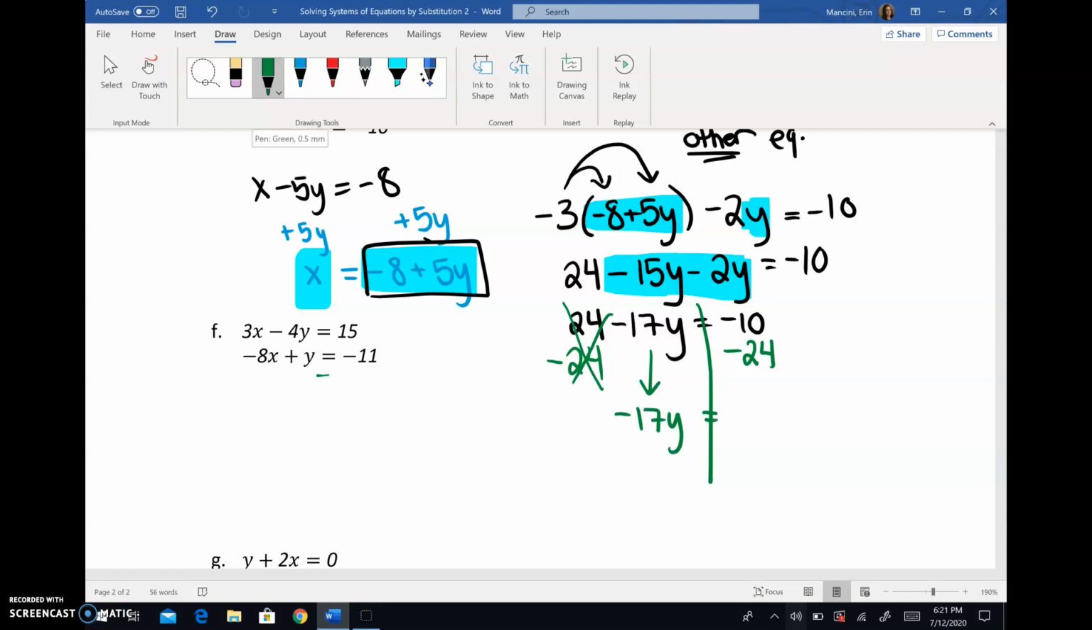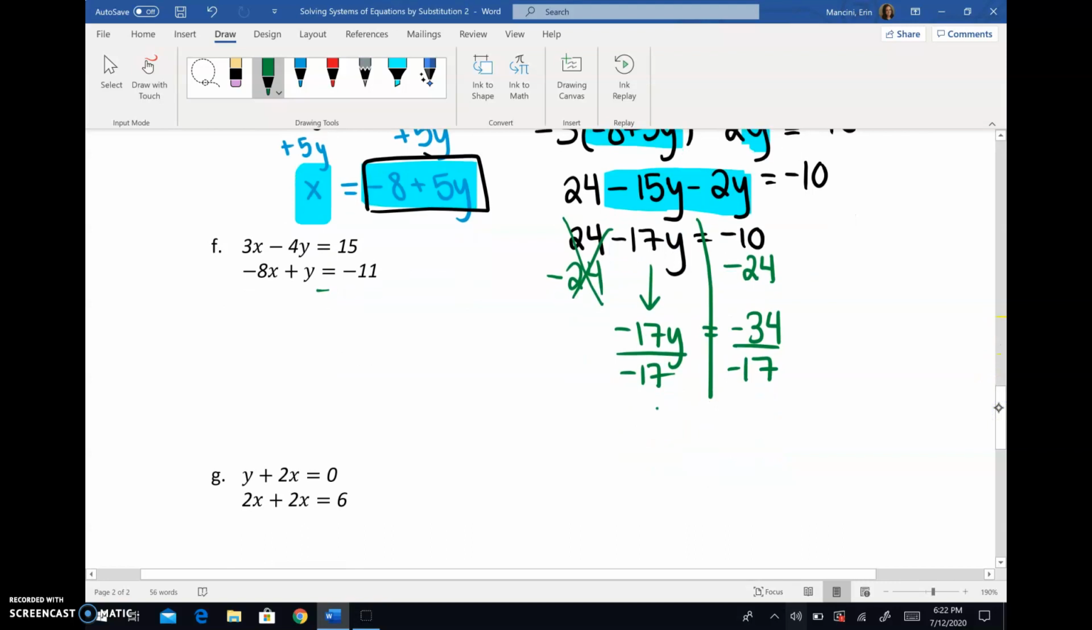-10 minus 24. It's like you're $10 in debt and you lose 24 more dollars. Now you're more in debt, so you're -$34 in debt. Then it's -17 times y. How do you want to do multiplication? This is all a review, so I'm going quickly. Let me know if you have questions. But you want to do multiplication with division. So you get y equals, well, negative divided by negative is positive. 34 divided by 17 is 2. So we solved for our y variable.